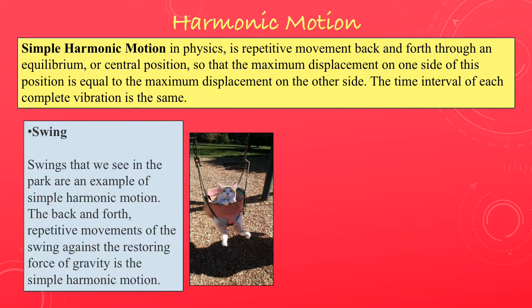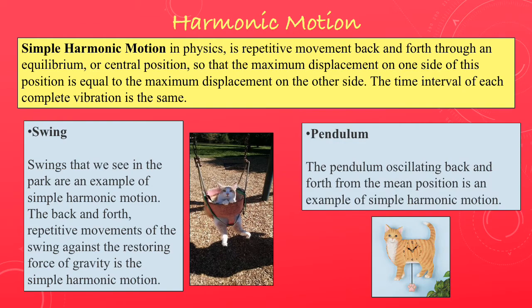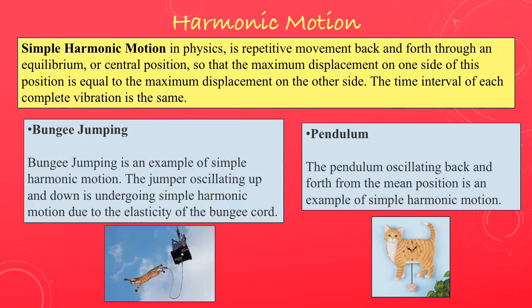Swings that we see in the park are an example of simple harmonic motion. The back and forth repetitive movements of the swing against the restoring force of gravity is the simple harmonic motion. A pendulum is also an example. The pendulum oscillating back and forth from its mean position is an example of simple harmonic motion. Bungee jumping is an example of simple harmonic motion. The jumper oscillating up and down is undergoing simple harmonic motion due to the elasticity of the bungee cord.